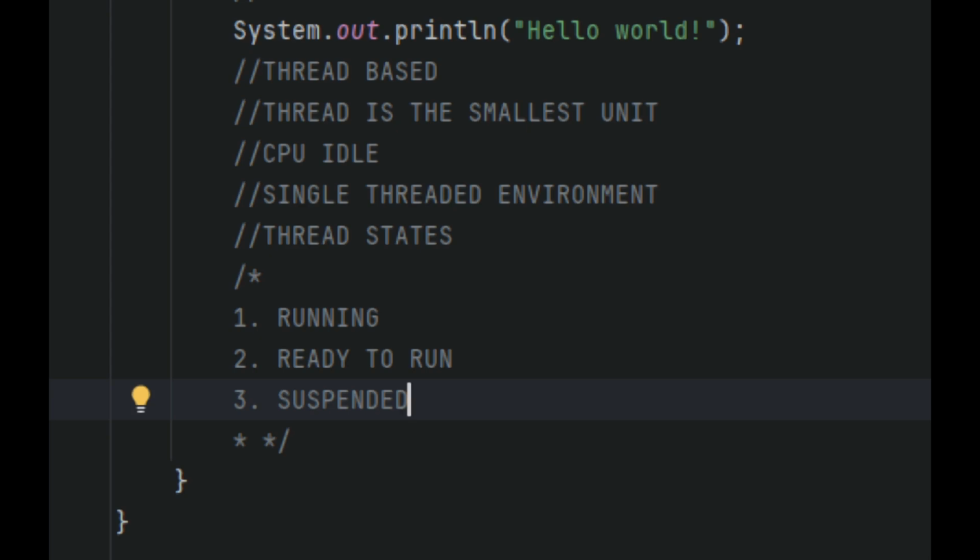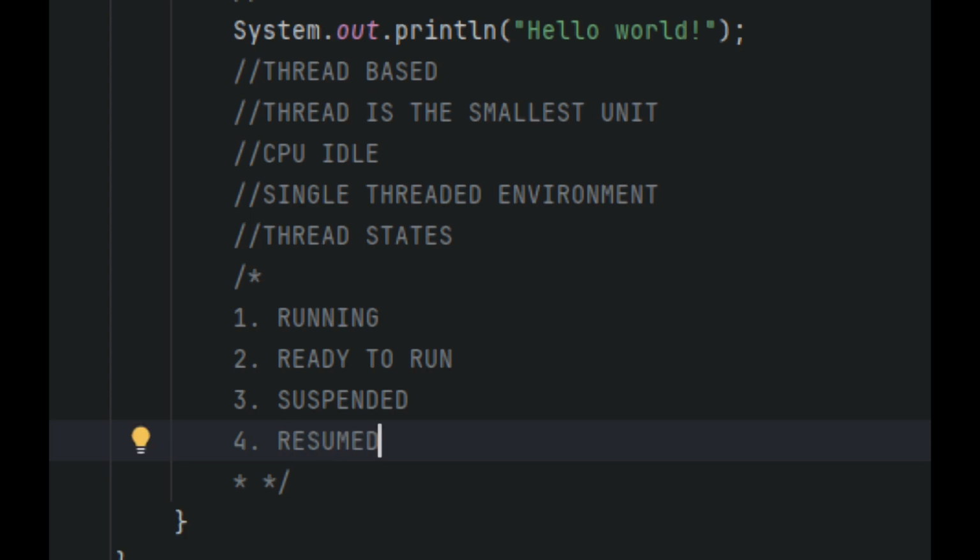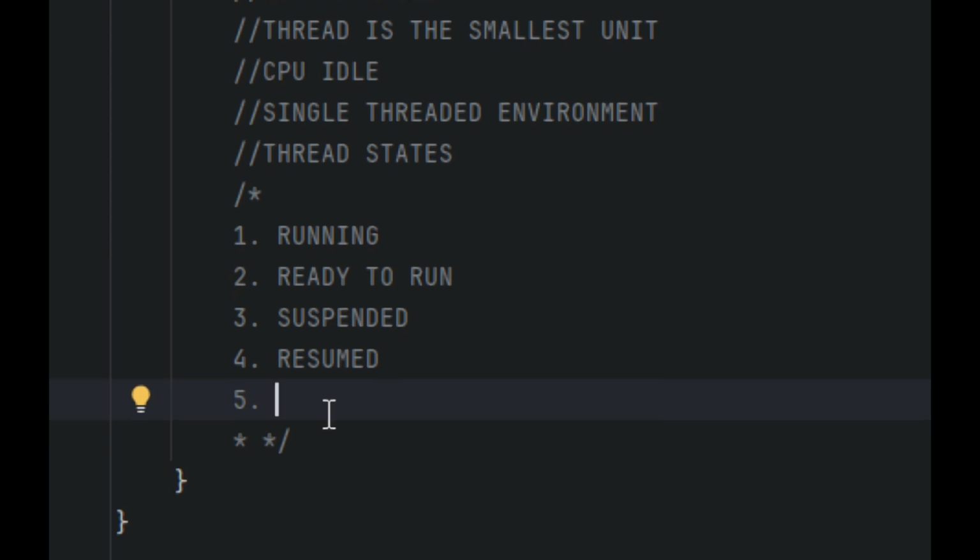But also, it's important for us to know that a suspended thread can also resume its activity. So we have resumed as a state. When a suspended thread resumes its activity, what it normally does is pick up from where it left off in its activity. Then it's also important to understand that when a thread is waiting for a resource, the thread can be blocked.